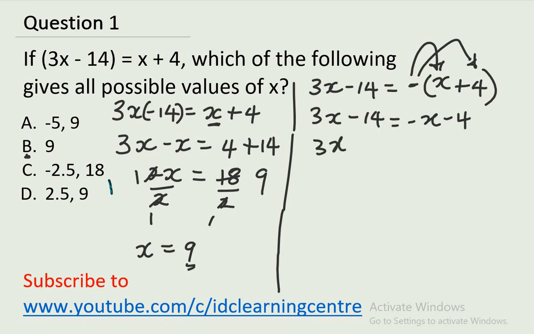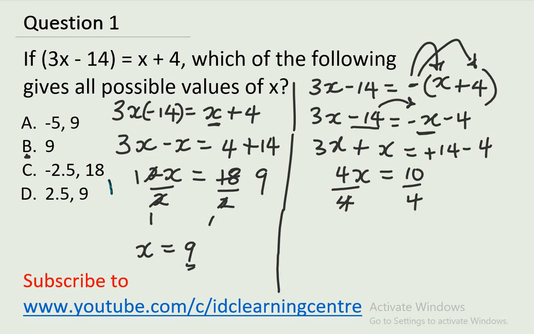Collect like terms. 3x, move minus x to the left hand side. As it crosses the equal to sign, it changes to plus x. Move minus 14 to the right hand side. As it crosses this equal to sign, it changes to plus 14, then minus 4. 3x plus x is 4x, plus 14 minus 4 is 10. Then divide both sides by 4. 4 cancels 4. x will be 10 divided by 4, 2.5. We have two answers, 2.5 and 9, so D is the correct answer.